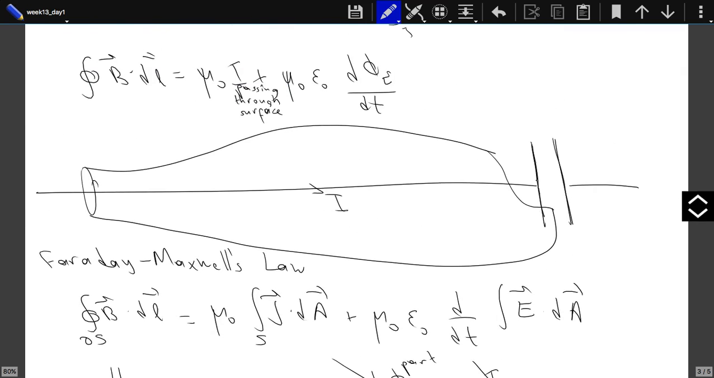Well, there's no current in this region between the plates, but there is a changing electric field, and that changing electric field just behaves like a current. So a displacement current, you can just think of it as a current, not in the sense of moving charges, but in the sense of a changing electric field. That's what we call a displacement current.